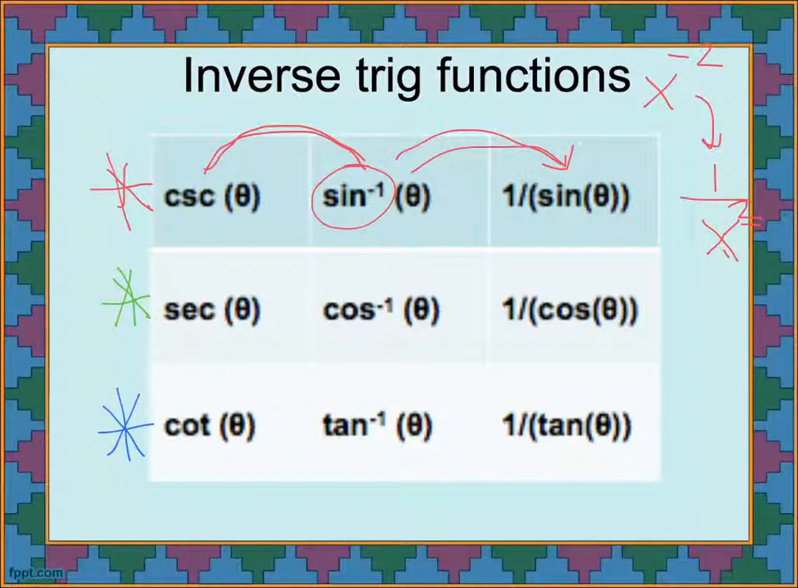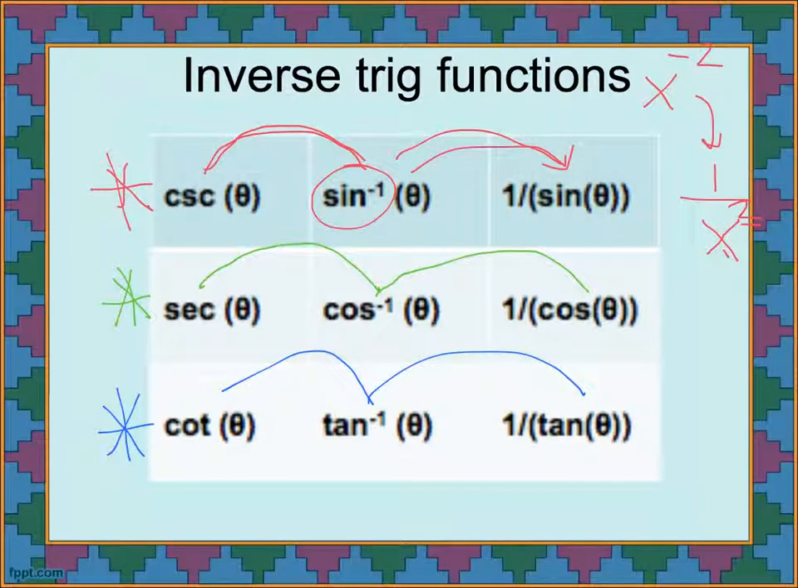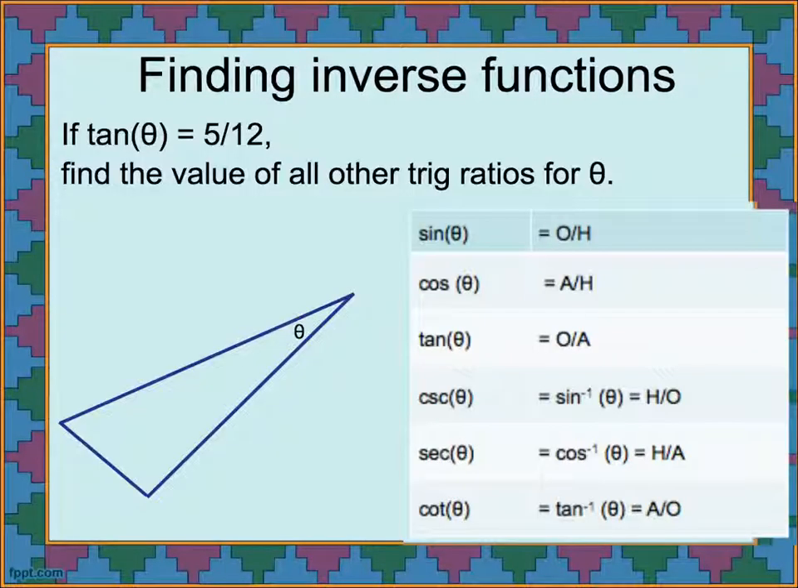If I see secant, that's the same as cosine to the negative 1, which is 1 over cosine. And if I see cotangent, that's the same as tangent to the negative 1, which is 1 over tangent. So let's put these into practice, and here's where your question for the day is going to come into play.